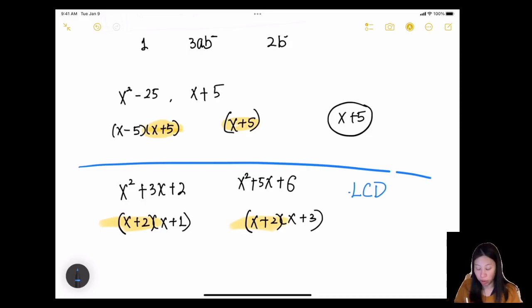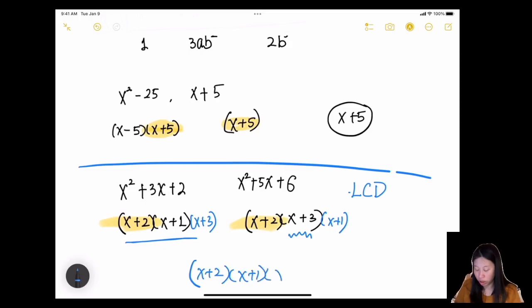For example, they both have x plus 2, right? So for the first polynomial, what are they missing? They don't have x plus 3. So that means I need to add another x plus 3. For the second one, they have x plus 2 and x plus 3, so what they miss is x plus 1. So the least common denominator would be x plus 2 times x plus 1 times x plus 3.